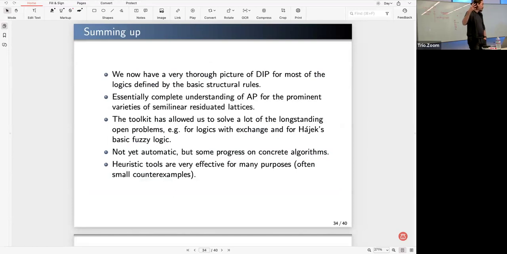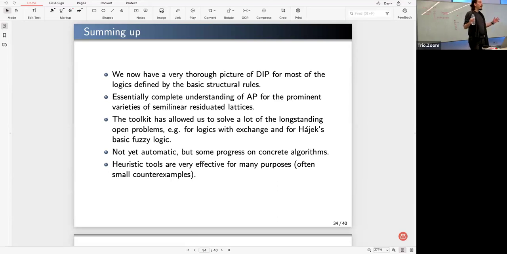Now, to sum up the positive results, we now have a very thorough picture of the deductive interpolation property for most of the logics defined by the basic structural rules. We have essentially complete understanding of the amalgamation property for all the prominent varieties of semilinear residuated lattices. I think there are very few open questions left in that area, mostly related to lattice-ordered groups and things that people have worried about for a long time, which we have no idea how to tackle. The toolkit allows us to solve a lot of long-standing open problems, stuff related to exchange, stuff related to Hájek's basic fuzzy logic, stuff like this.